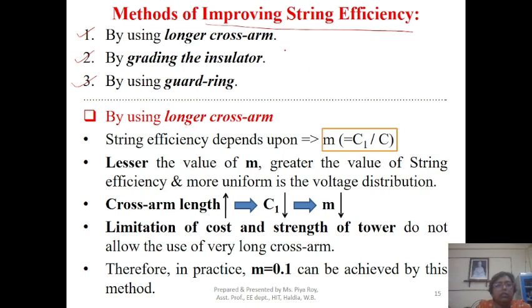First of all, we will discuss using a longer cross arm. What is that? We know that the tower is connected to the ground, and this part is the cross arm. The insulators are connected with the cross arm, and C1 comes between the tower and the metallic part of the insulator. So this is C1.